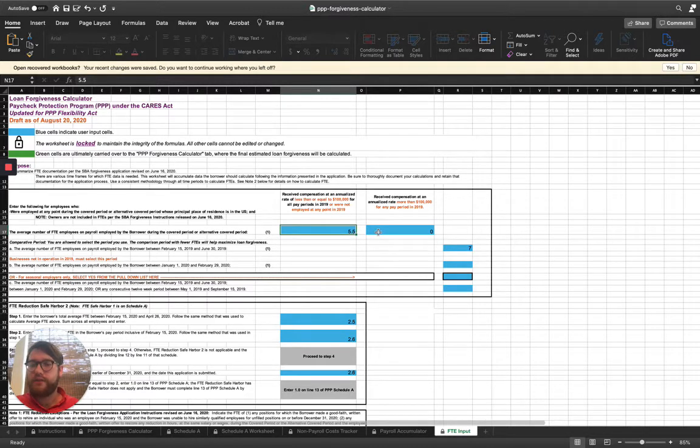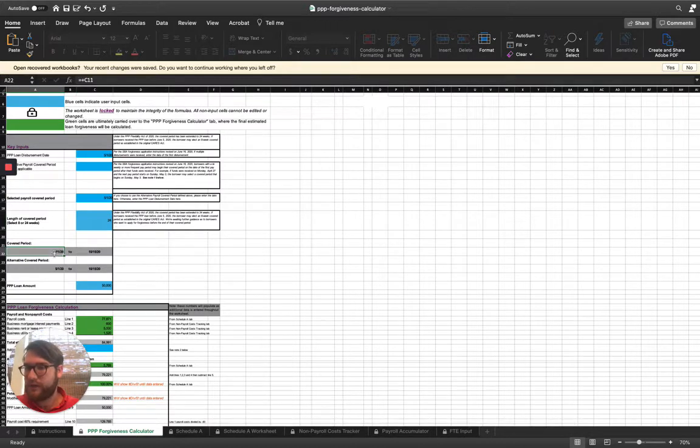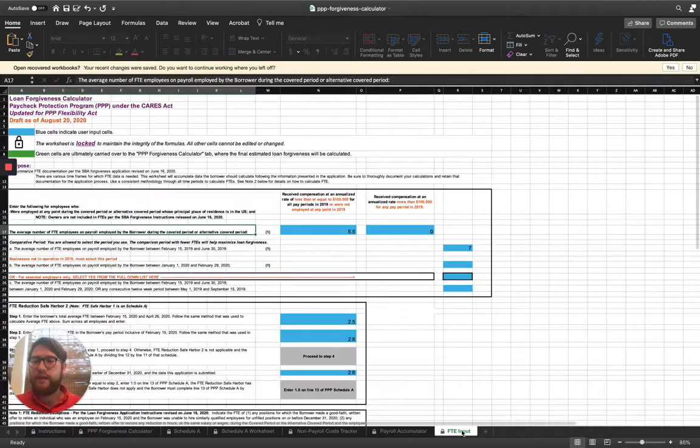So the first question that we have here is average FTE employees during the covered period. So you'd need to figure out your average FTE employees from your covered period. Again, we can come here, take a look at your covered period right here. So May 1st to October 15th. So you would hop in there and using your payroll reports and your payroll information, determine your average FTE. So let's say you had 10 people working for you, but 2 of those were part-time. We would put in a 9 there.